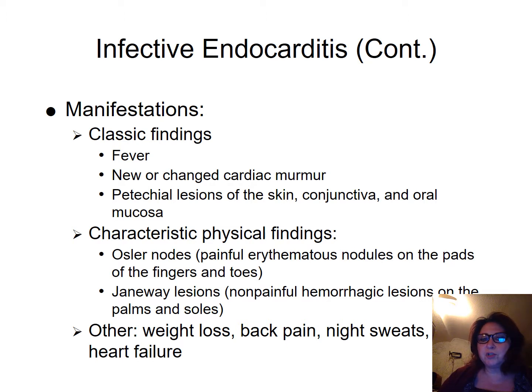Fever, new or changed heart murmur, petechial lesions of the skin, conjunctiva, or oral mucosa. Characteristic physical findings can be Osler nodes, which are painful erythemic nodules on the pads of the fingers and toes. So that is a very unusual finding, isn't it? If someone had these swollen pads of the fingers and toes, something's going on. It's not normal.